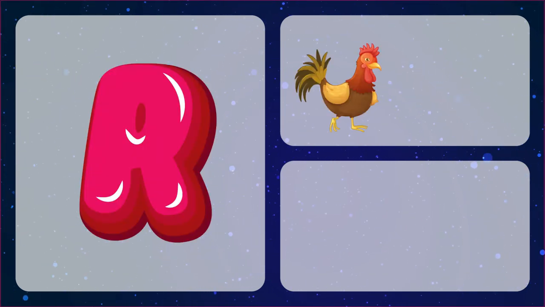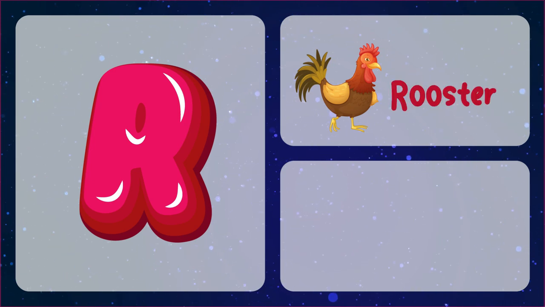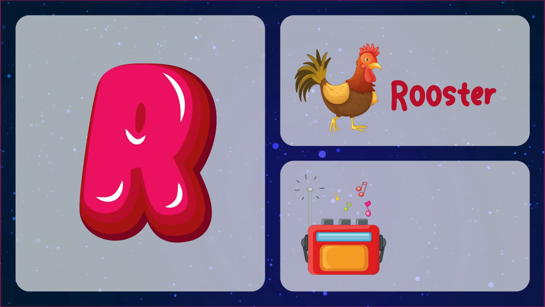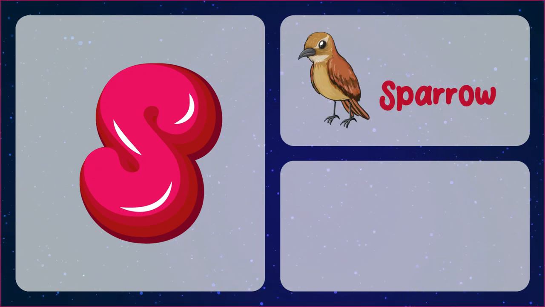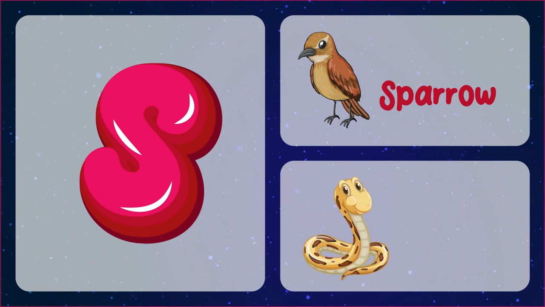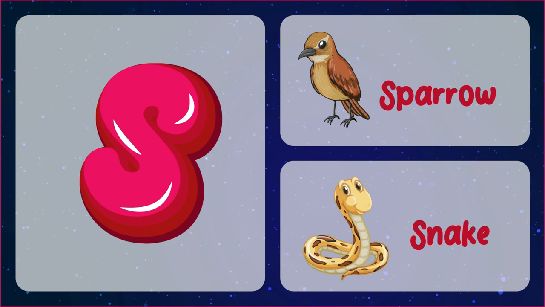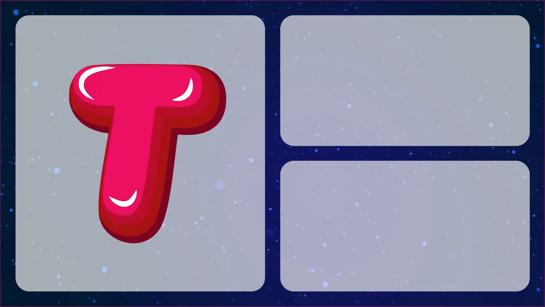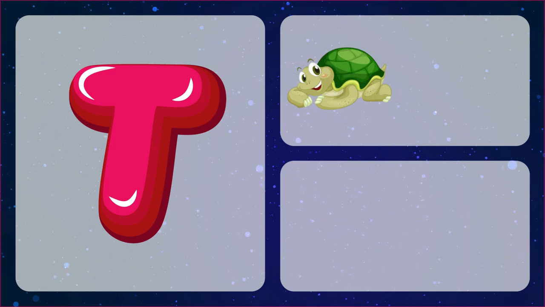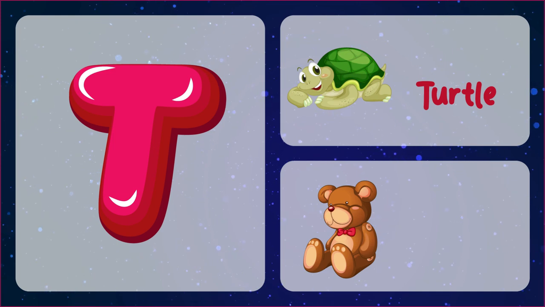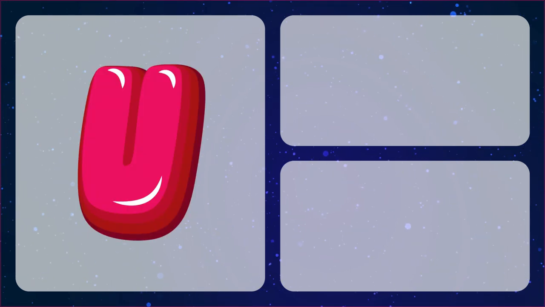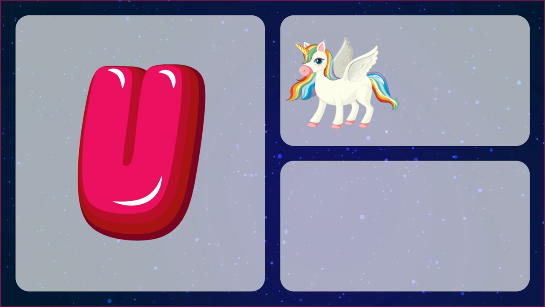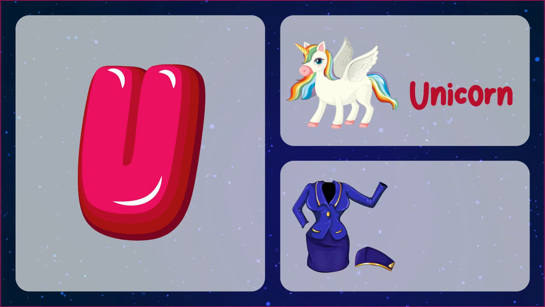R is for rooster. Radio. S is for sparrow. Snake. T is for turtle. Teddy. U is for unicorn. Uniform.